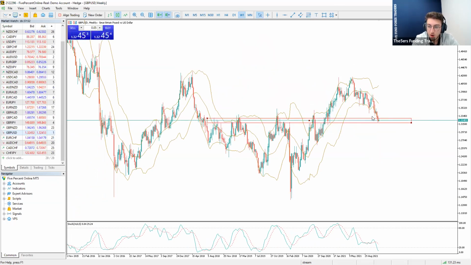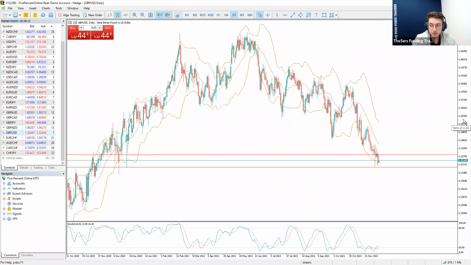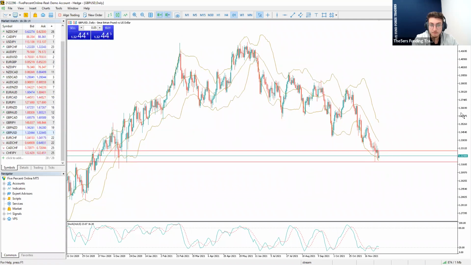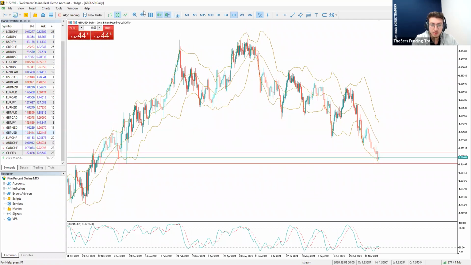It's approximately the 1.31. Okay, so 1.31 from 2018 to the end of 2020 was a big resistance zone, and actually we come back again to that zone. You know, actually there is nothing to make a buy here. The market is still very strong on the downside. The dollar is still very strong here.